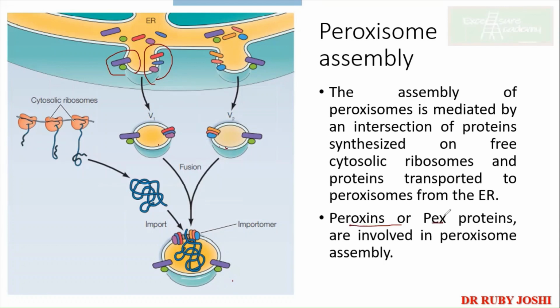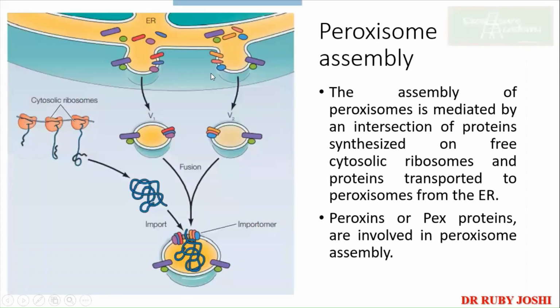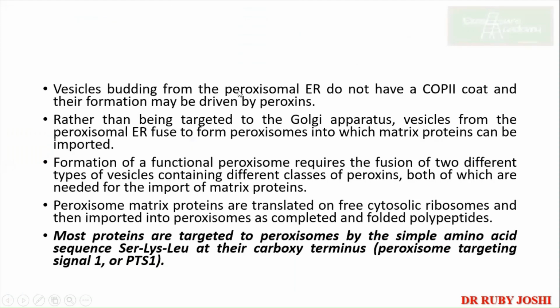Now the peroxin and PEX proteins, they are transmembrane proteins. Please remember, okay? They are your transmembrane proteins. So they are specific for the peroxisome assembly. So यहाँ पे जो हम ये दिखा रहे हैं, these are your PEX proteins. So the same thing what I have just said right now. So the vesicles budding from the peroxisomal ER, they don't have COPII proteins, okay? But their formation is driven by the peroxins, the peroxisomal proteins, which just now I have shown in the figure, this one, okay? So ये आपको guide करते हैं for the formation of the peroxisomes.